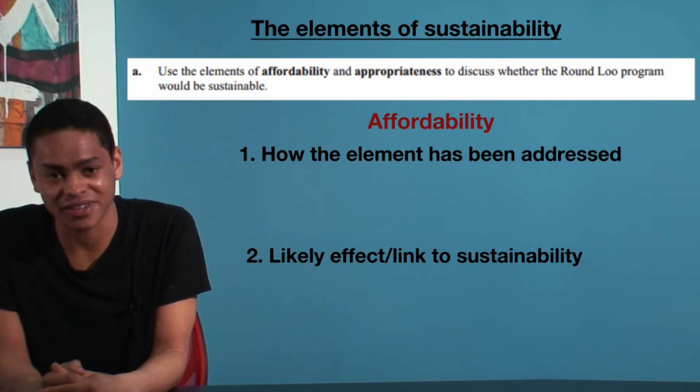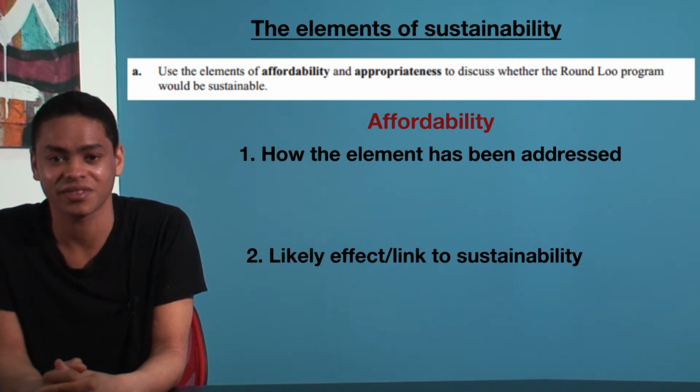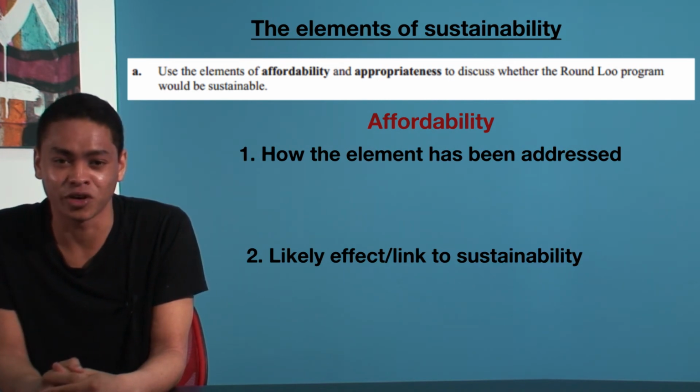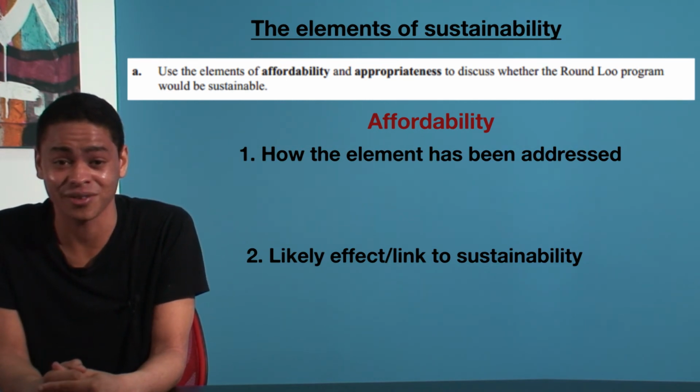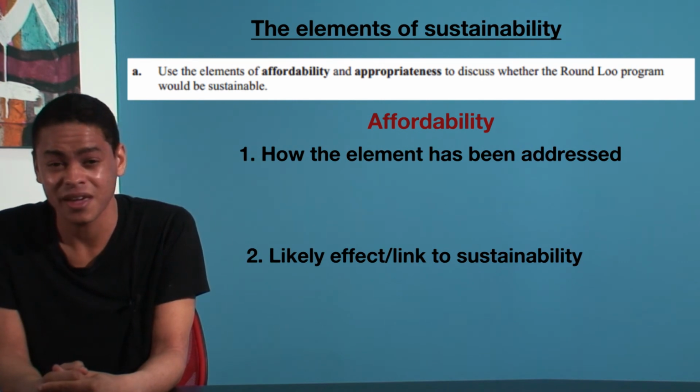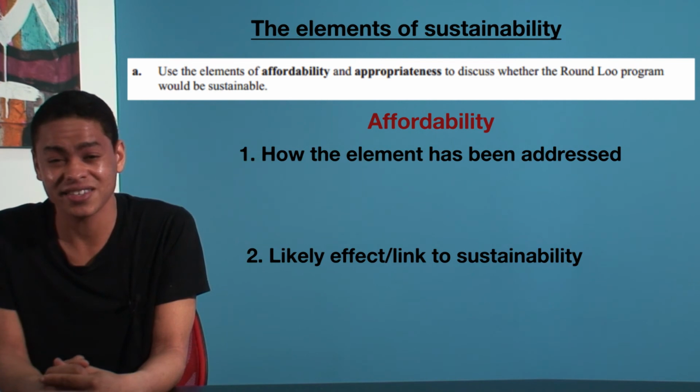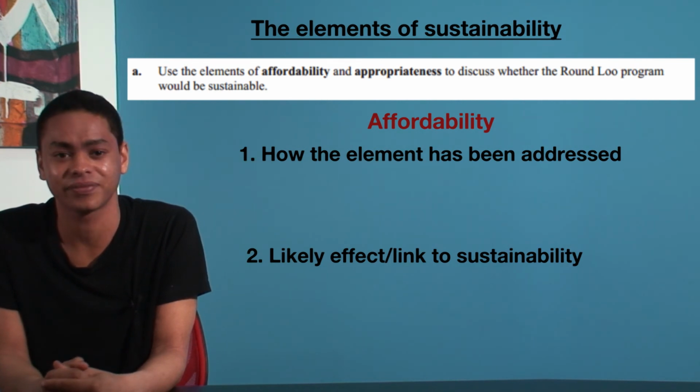But we can also talk about something else here, education. Education tends to be affordable because, by its very nature, it is a sustainable measure in itself. That is, it doesn't cost anything to pass down knowledge from generation to generation. In this instance, playing the poo song and educating locals about washing their hands is affordable for both the Round Loo program and for the Papua New Guinean community.